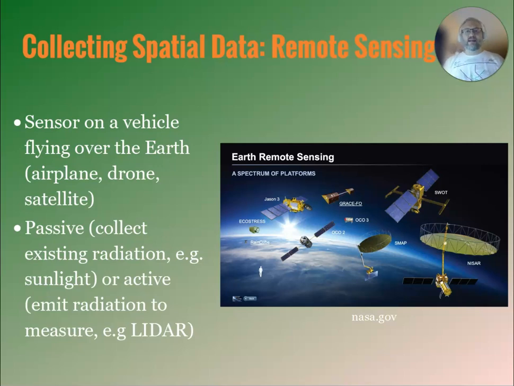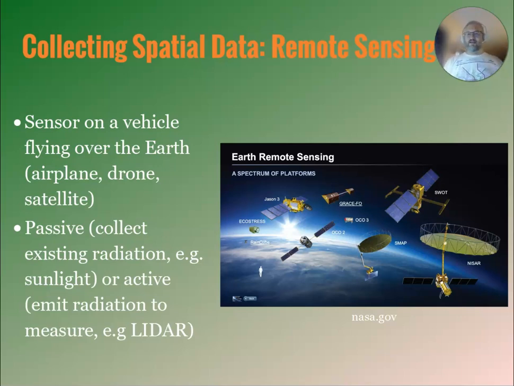Another important way that we collect spatial data is through remote sensing. Remote sensing, as the name implies, is sensing things remotely, from far away. So you have some sort of a vehicle that flies above the Earth. This could be an airplane, this could be a drone, and this could be a satellite. You've seen on the first slide of my lessons, I've been using some cool satellite photos there. So that's a major source of spatial data via remote sensing.